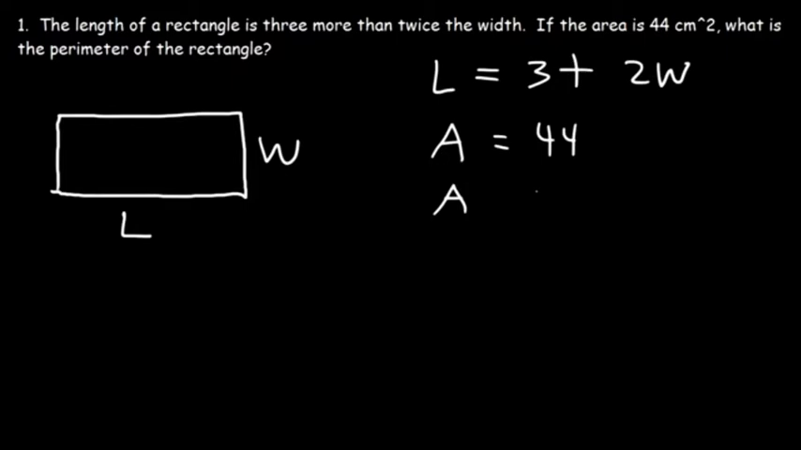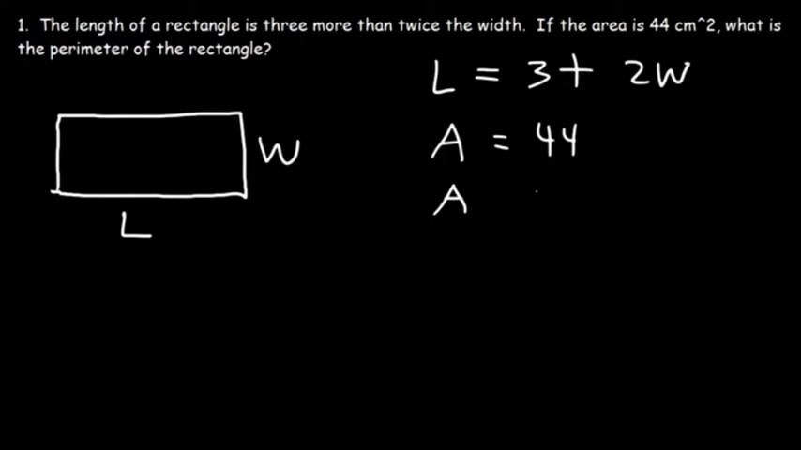Now let's distribute W. So W times 3 is 3W. W times 2W is 2W squared. Now let's move the 44 from the left side to the right side. So 0 is equal to 2W squared plus 3W minus 44. So what we have is a trinomial, or a quadratic expression, and we need to factor it in order to find the value of W.